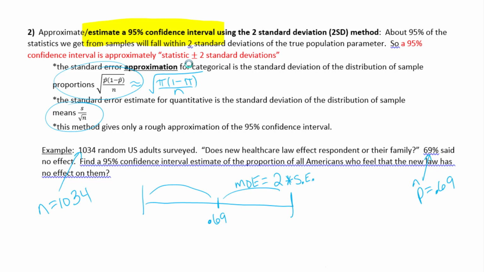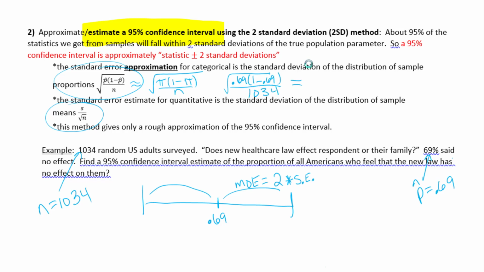But remember, we're trying to estimate the value of pi. We do not know it. All we really have is p-hat. So we are using an estimate of that standard error here with the square root of p-hat times 1 minus p-hat over n. Now to find this margin of error, we're going to use that formula, square root of p-hat times 1 minus p-hat over n. So I do a square root of 0.69 times 1 minus 0.69, divided by 1,034.